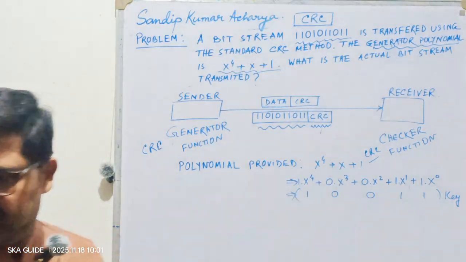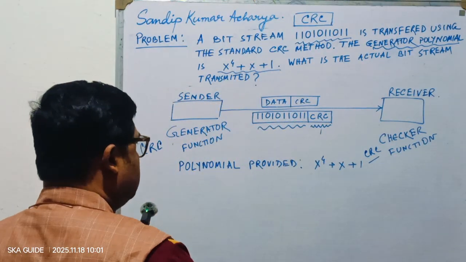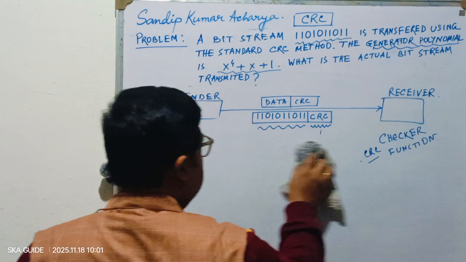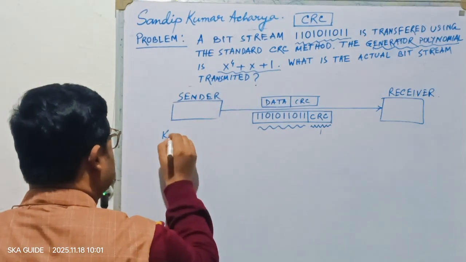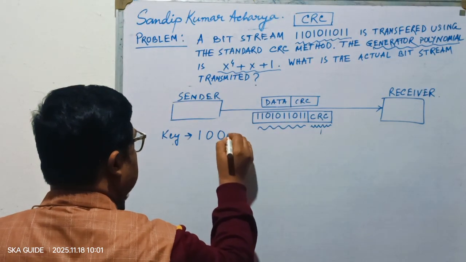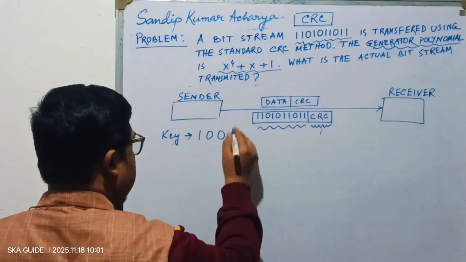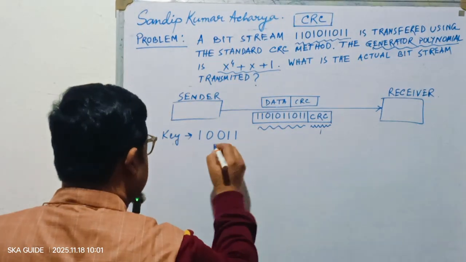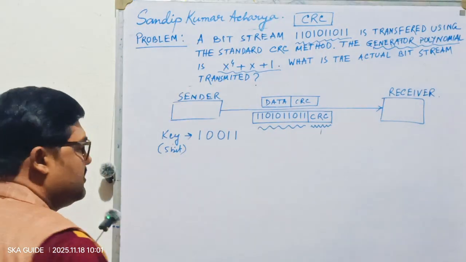Now, what will we do next? The key is, I'm writing it again. So the key became 1 0 0 1 1: 1 for x to the 4, 0 for x cube, 0 for x square, then 1 for x, and 1 for that last one. Okay, so this is our key. So how many bits are in this key? 1 2 3 4 and 5. So 5 bits are there in the key.